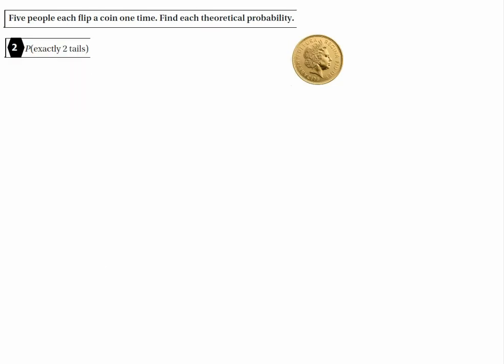Part 2, P of exactly 2 tails. Now we are going to discuss tails instead of heads. What is the probability of getting 2 tails? The probability of getting 2 tails is the same as the probability of getting 2 heads. But I want to ask ourselves a question. Since we are talking about 5 people also, will the number of choices change or not? Our sample space still has 32, which is 2 power 5, right? Because it's 2 times 2 times 2 times 2 times 2.